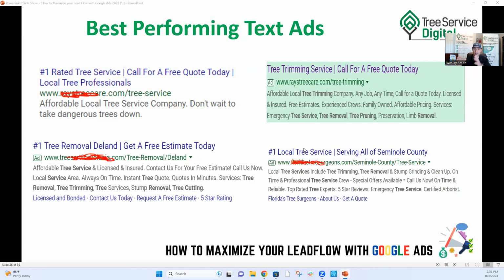The goal is to get them to click on your ad. And once they submit their information, it's a lead, and you can then get in there and go to the house, give them an estimate, talk to them, build that relationship, and try to get that job.